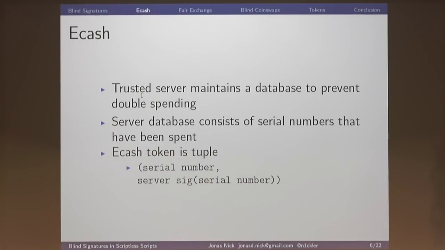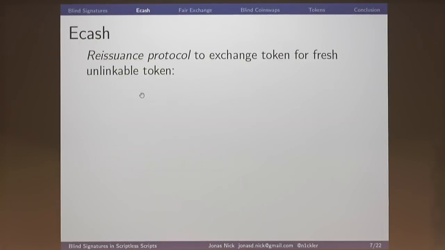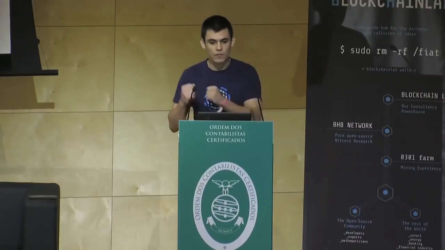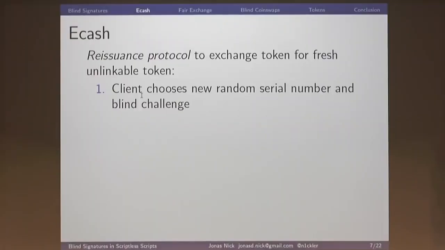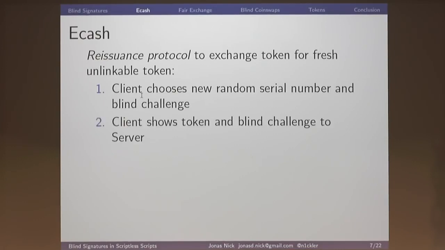Okay, and then we need to define a single protocol that's called the reissuance protocol. It's also often called the refresh protocol, where someone who has a token can exchange it with a server for a fresh, unlinkable token. And it works like this. The client chooses a new random serial number, creates a blind challenge from that, and then the client shows the token it already has and this blind challenge to the server.